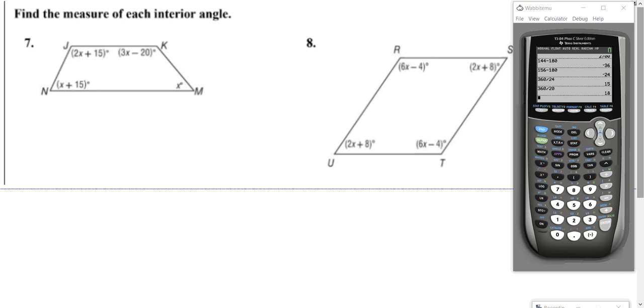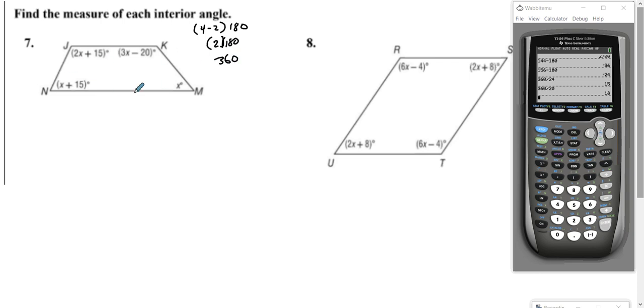I think we only have 2 of these this time compared to how many we had last time. Find the measure of each interior angle. Remember, there's 4 sides here. 4 minus 2 times 180 would be 2 times 180, which is 360. So the sum of these four angles is 360. So I'm going to add those up. 2x plus 15 plus 3x minus 20 plus x plus 15 plus x equals 360.